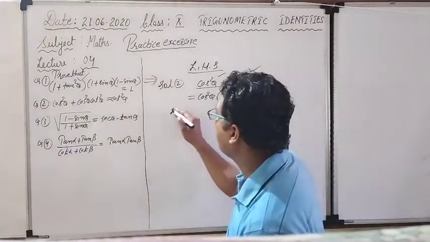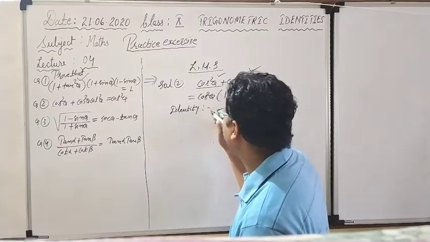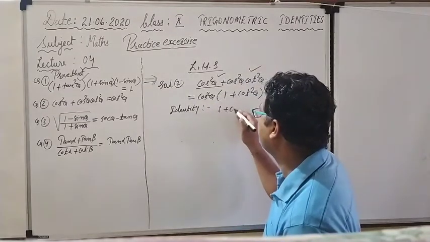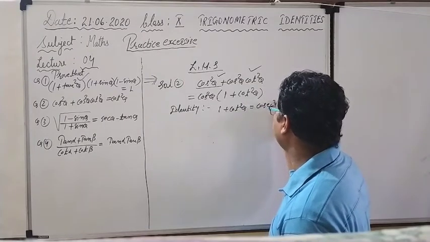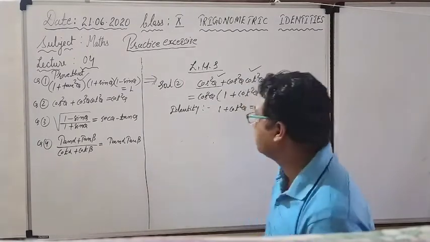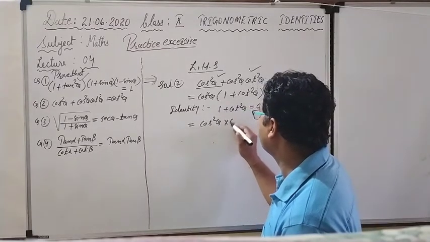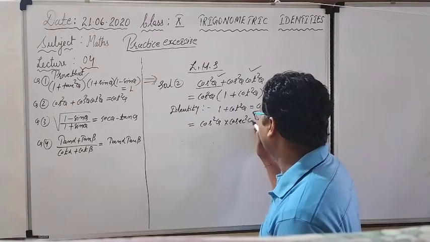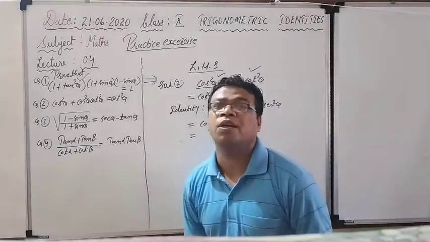Right, now see, come to the identities part. According to the identity, we know that 1 plus cot square theta is equal to cosec square theta. Same thing I have explained to you in my previous lecture, so I am putting that. So cos square theta into cosec square theta. Right now what I can do, see again what I have to prove, cot square theta.